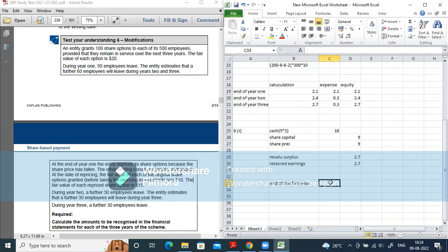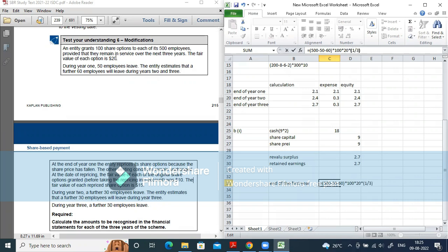So, end of the first year, total number of employees 500. And how many employees are going to leave? So, during year one, 50 employees leave. The entity estimates that a further 60 employees will leave during the next 3 years. 500 minus 50 minus 60, into each employee getting 100 share options, and the fair value they gave is 20, into 1 by 3.